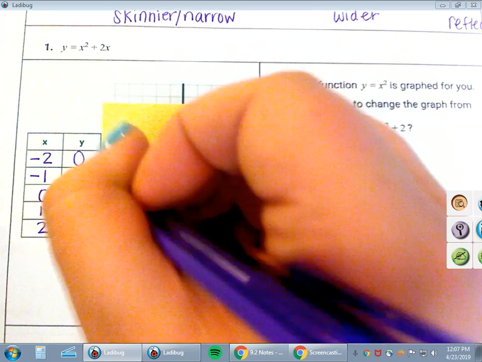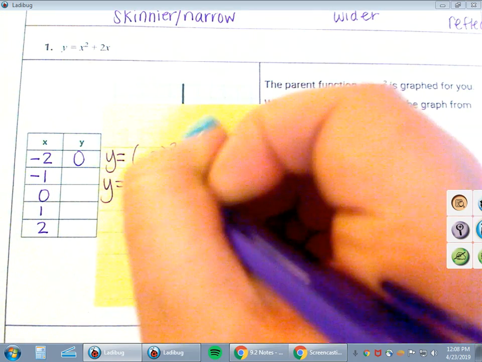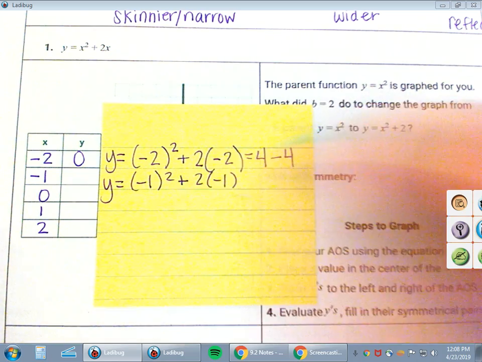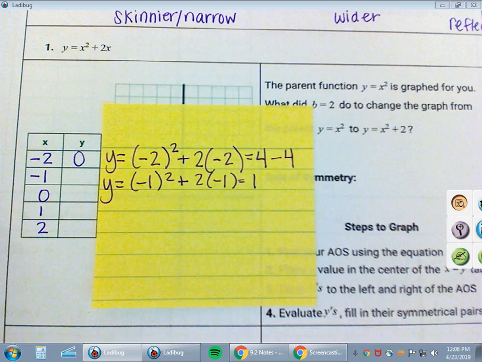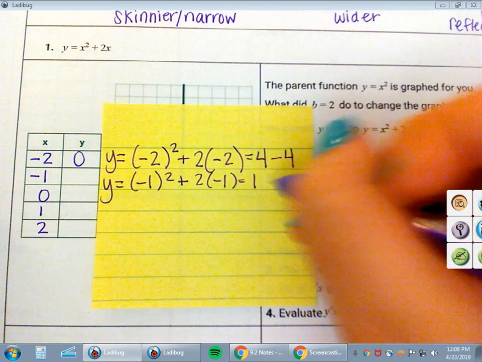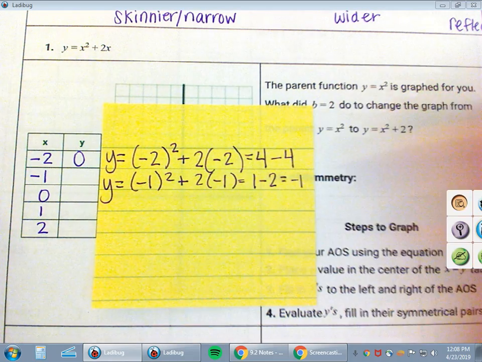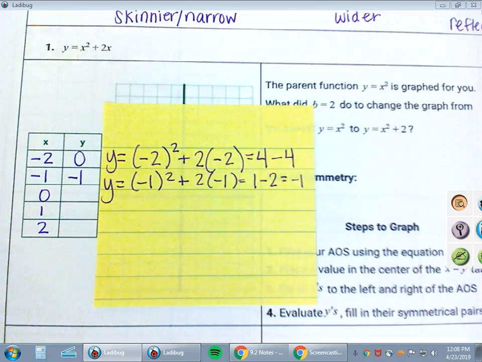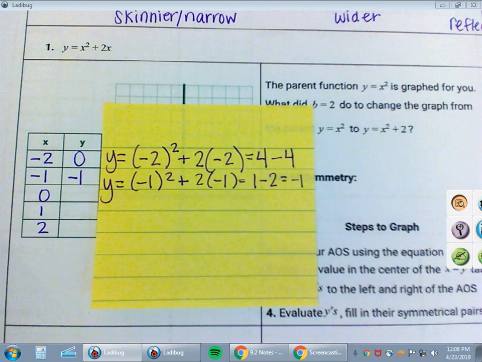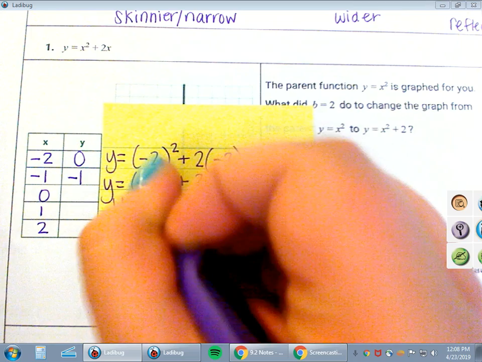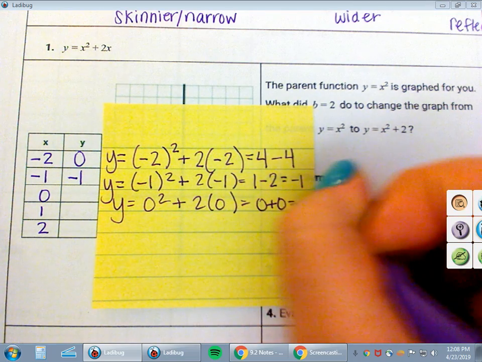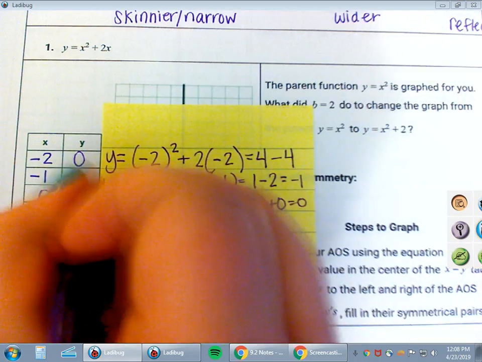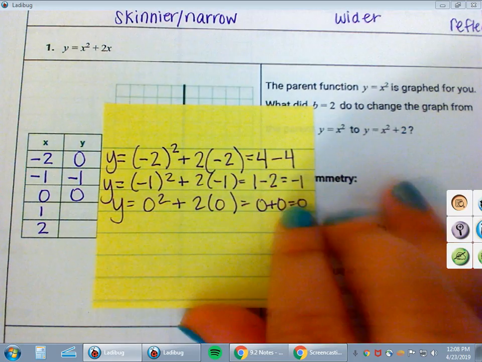My next one, if I plug in a -1, I've got -1 times -1 is 1. 2 times -1 is -2. So this is -1. My next one, if I plug in a 0, y equals 0 squared plus 2 times 0 is 0 plus 0, so 0. And then let's pause right here for a moment.